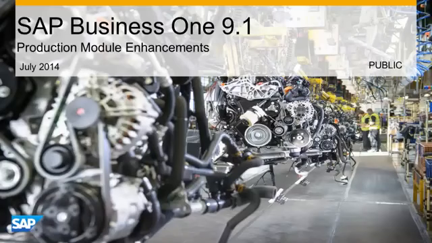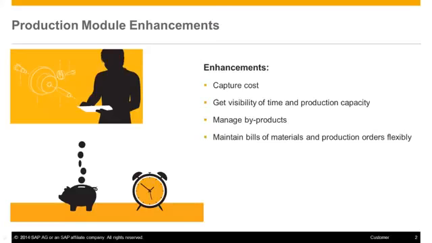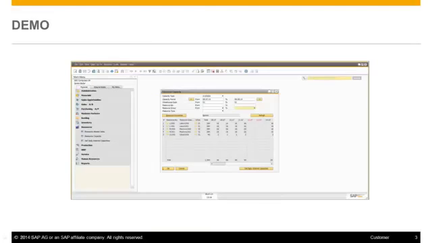SAP Business One 9.1 Production Module Enhancement. With Production Module, we have the ability to capture production costs and have visibility over production capacity and time. Bills of materials and production orders can now be managed flexibly. We now have the ability to manage byproducts. Let's go to the system and see how this works.